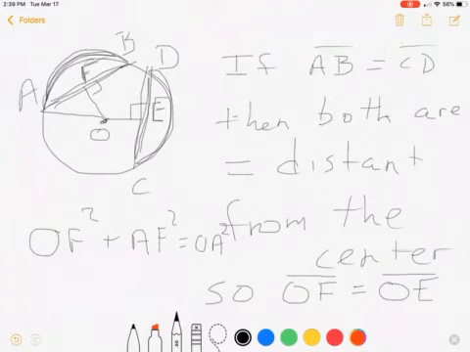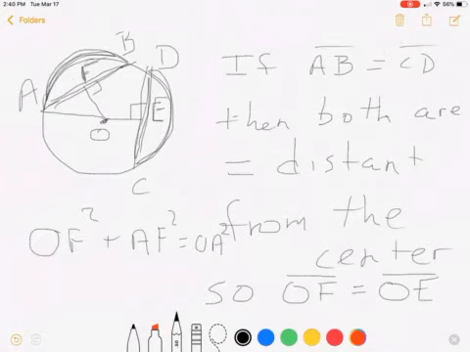Number 7, we're given that we have equal chords, but equal chords make equal arcs. So what must the 105 equal? Number 11, equal arcs make equal chords. So what does 3x plus 5 equal?